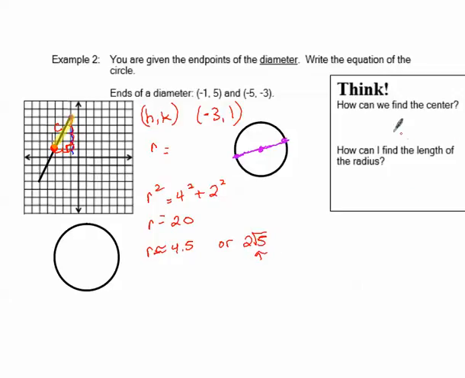Okay. So how can we find the center? We could use the midpoint formula. Okay. Or we could just do what I did, ask for graph paper. How can I find the length of the radius? You can use the distance formula or Pythagorean theorem. That's what I did.